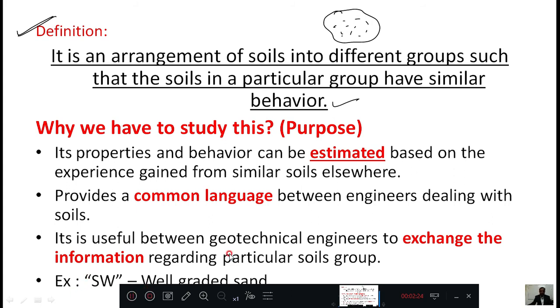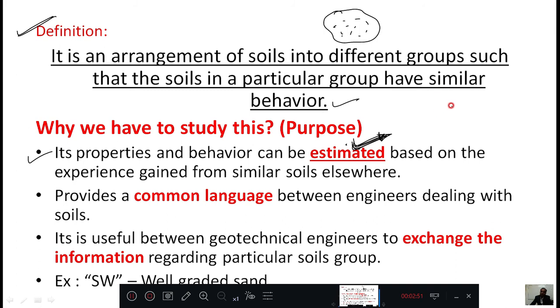Then the immediate next question will be, why we have to study this, or what is the purpose of studying this classification? Here I have made a few points. The first one is its properties and behavior can be estimated, not that we can find them exactly, but just by seeing that name we can estimate based on the experience gained from similar soils elsewhere.